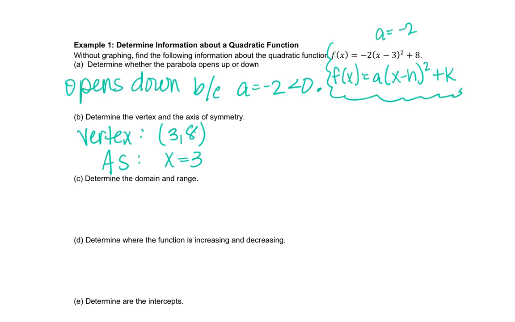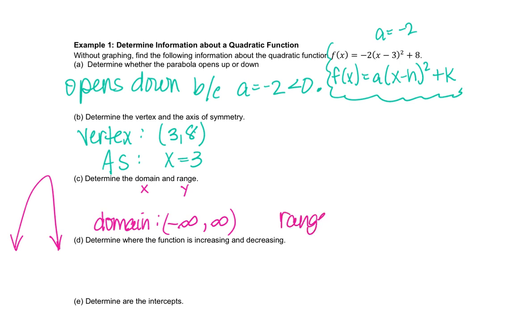Determine your domain and your range. Remember, your domain is your x values, your range is your y values. So my domain, well, since this is a parabola and it's opening down, if you think about how that looks, it looks like this, right? And there's no parameter saying it cuts off here, like the piecewise functions. So since it's going on and on and on, the domain is going to be negative infinity to positive infinity.